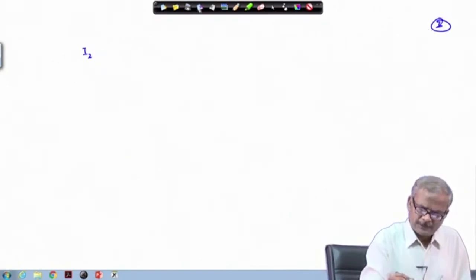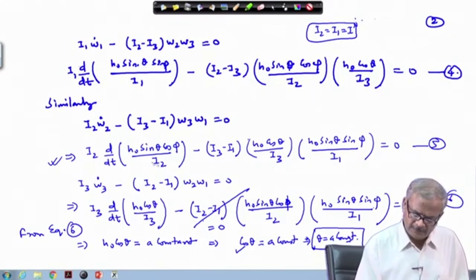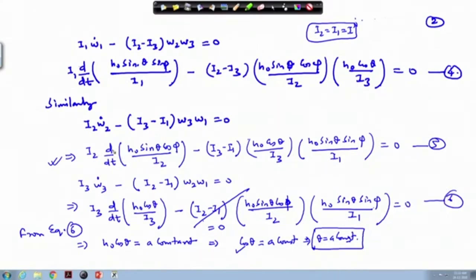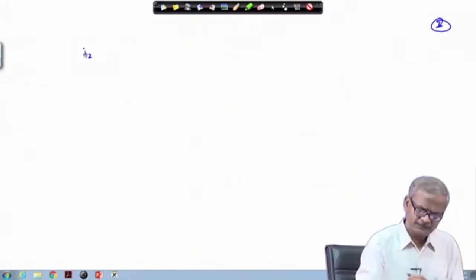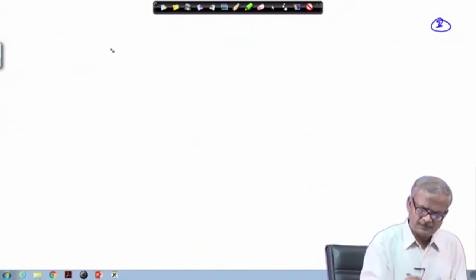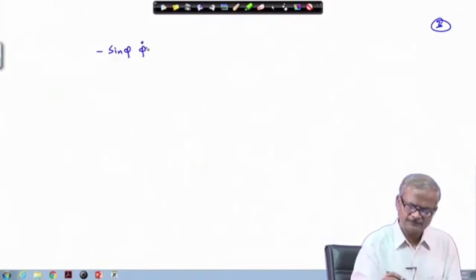So, in equation number 5, the I 2 times this I 2 will cancel out, because it is a constant quantity. H 0 is a constant, because it is a torque free condition. From here we have that theta is a constant, therefore H 0 sin theta can be taken outside the bracket, I 2 cancels out, and what we get from this place is cos phi, which we have to differentiate. So, that becomes, to cos phi, differentiation is minus sin phi times phi dot.